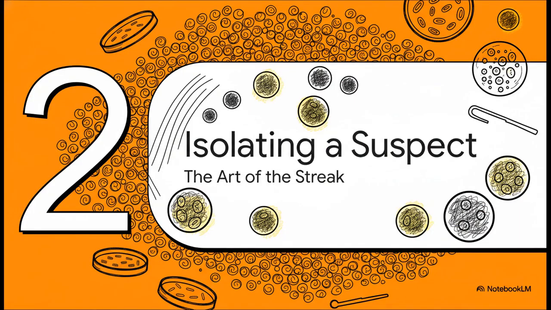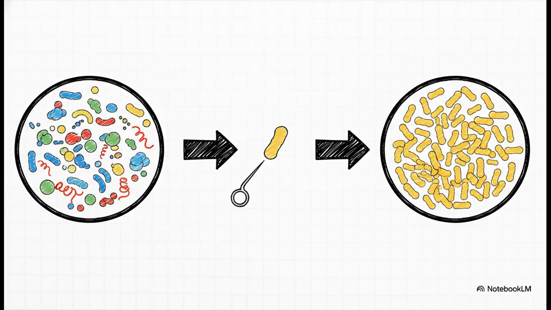Okay, so our lab is prepped, our tools are sterile. Now we get to what is maybe the most critical skill in this whole process. We need to isolate a single suspect from a crowd of literally millions. The goal here is crystal clear. See, the original sample is a jumbled mix of all kinds of different bacteria. To figure out who our pathogen is, we have to separate it from all the background noise. What we're aiming for is a pure culture. That means a colony that we know grew from just one single bacterial cell.